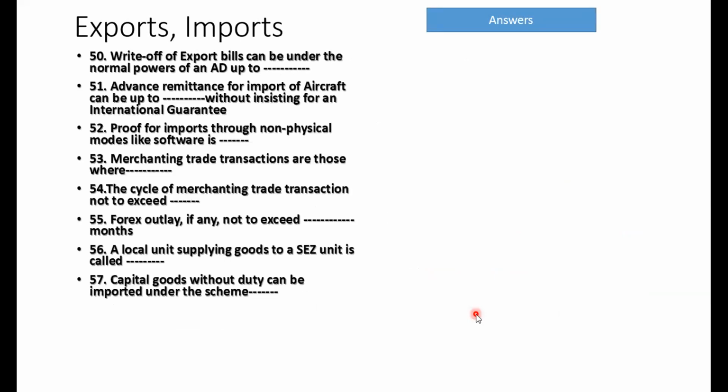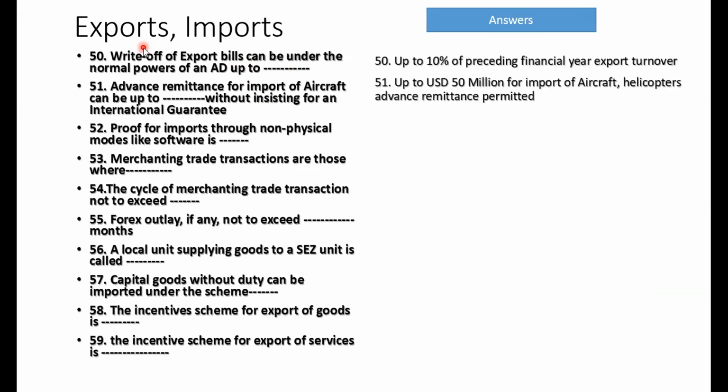All questions are frequently being asked. Okay. Write-off of export bills can be under the normal power up to 10% of AD. AD powers are write-off. Write-off means, because this is an important thing, they will ask. Write-off of an exporter bill cumulatively during a financial year can be up to 10% of preceding financial year turnover. The 51st question, advance remittance for aircraft can be up to how much? 50 million US dollar.